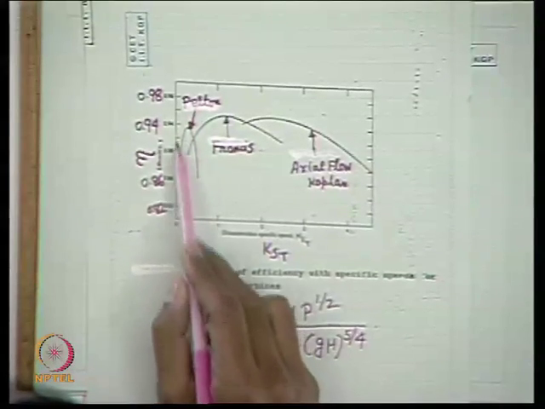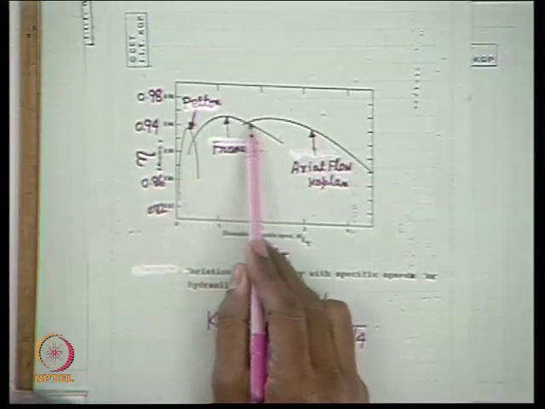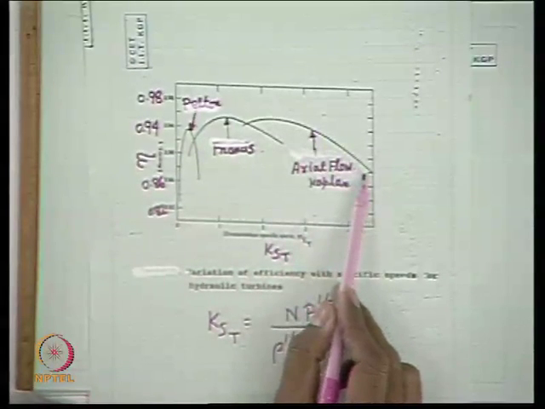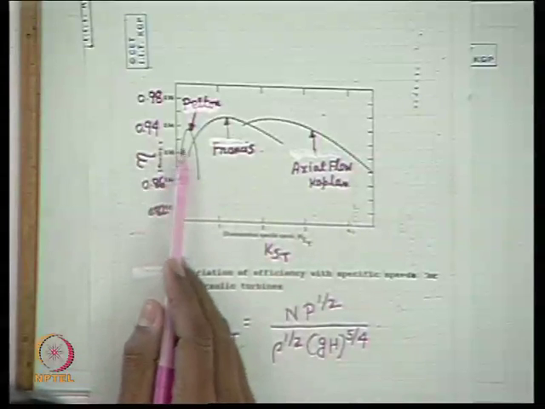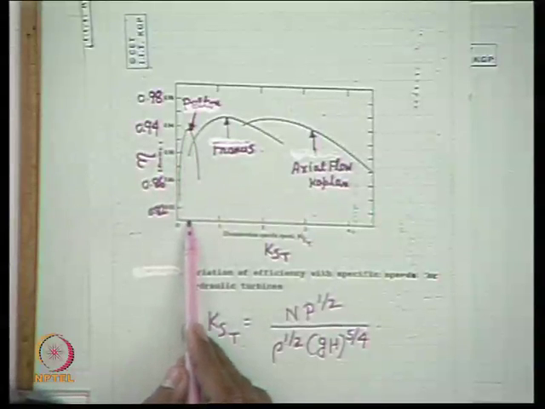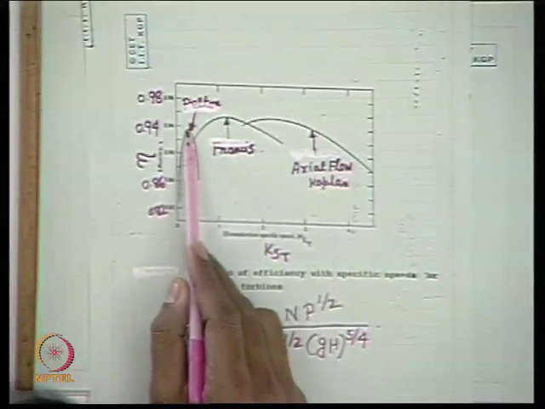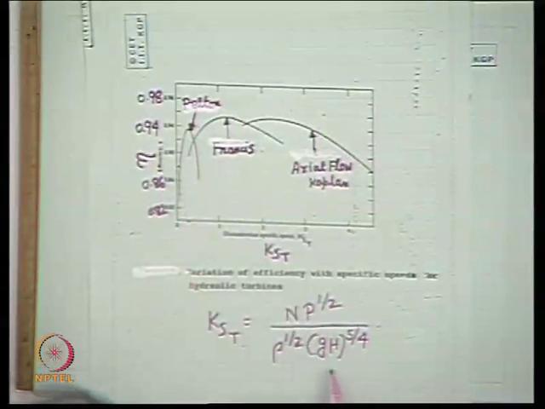All Pelton turbines follow this curve. All Francis turbines follow this curve. All axial flow Kaplan turbines follow this curve. Here we see that the efficiency of the Pelton turbine is high, in the range of 0.94, 94%, when the specific speed is relatively low, which means that Pelton turbines are efficient only at low specific speed, that means at a high head. This we already discussed earlier.